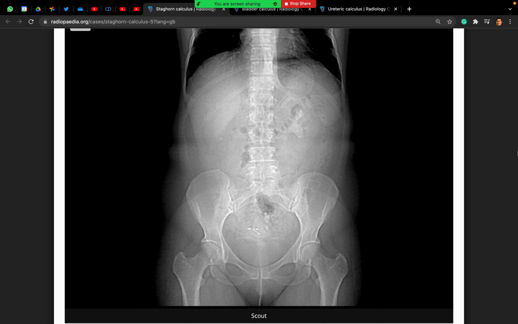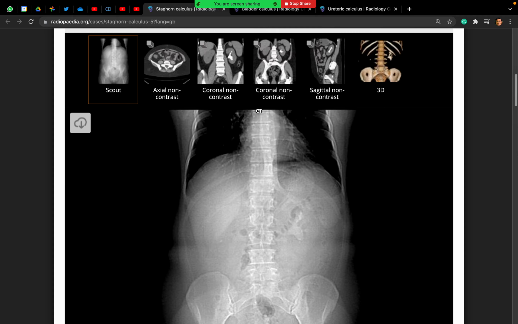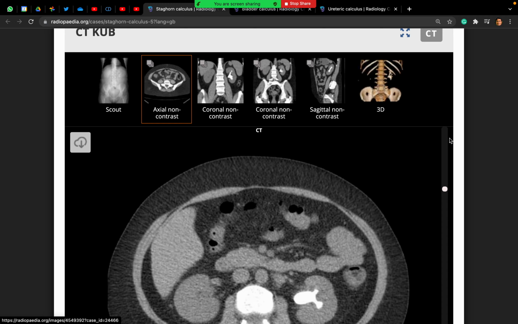Okay, are you able to see the picture? Yes, I can see a scout CT film showing the abdomen and pelvis. On the left side, there is an opacity in the left kidney, in keeping with a Staghorn calculus. I can also see a small stone in the right kidney. I need to look at the cross-sectional images to confirm this.